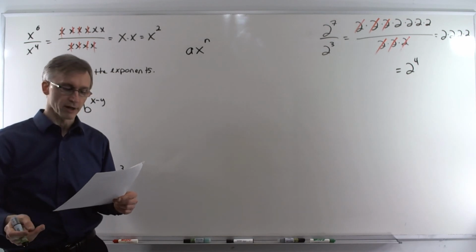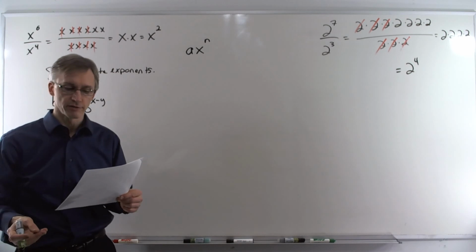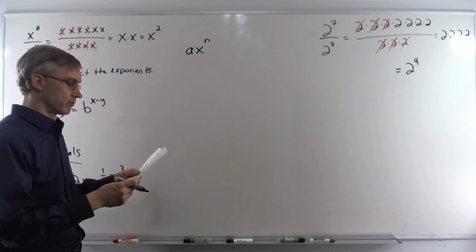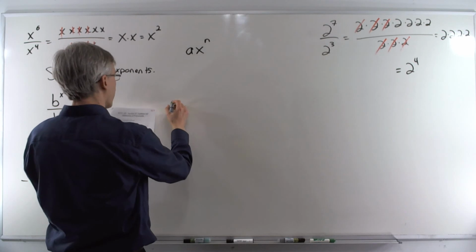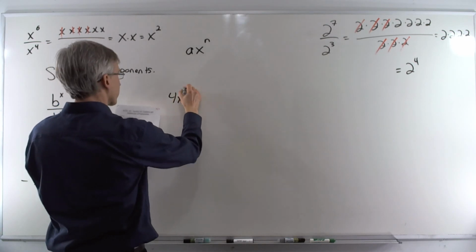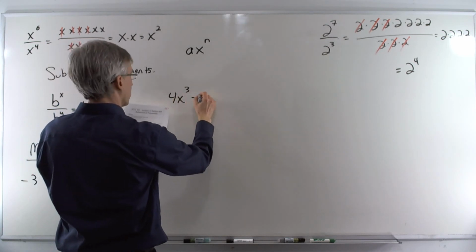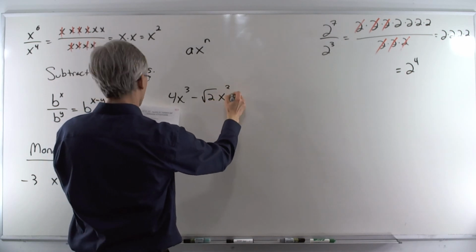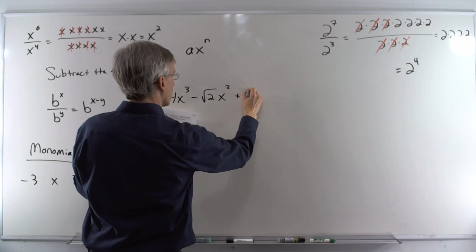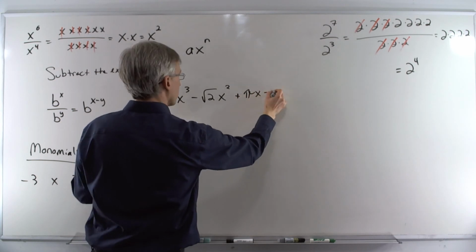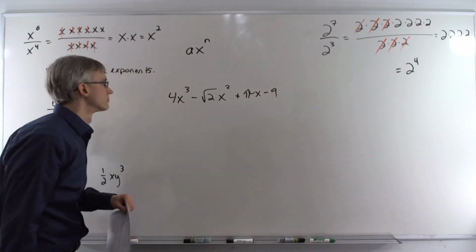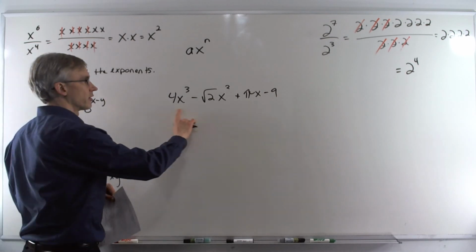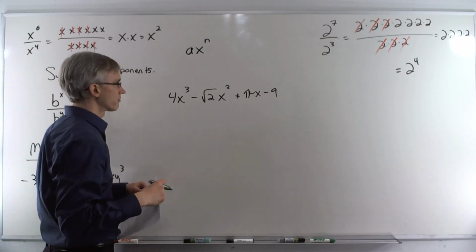We've got 4x to the third minus square root of 2x squared plus pi x minus 9. Here's a wacky one. 4x to the third minus square root of 2x squared plus pi x minus 9. So all of these terms have this format. Some of them just look a little weird.